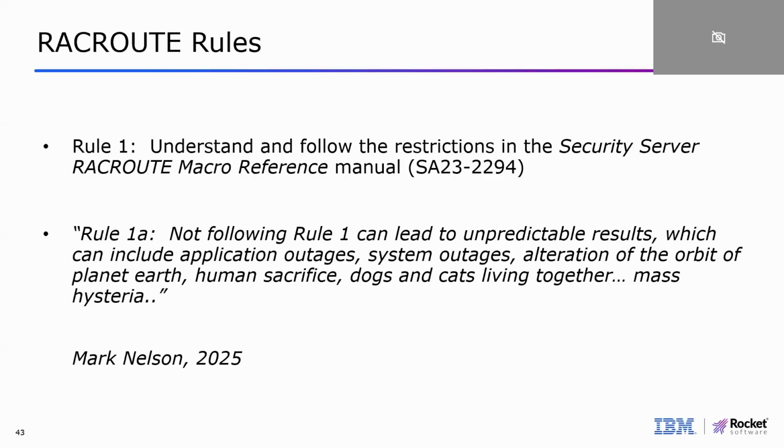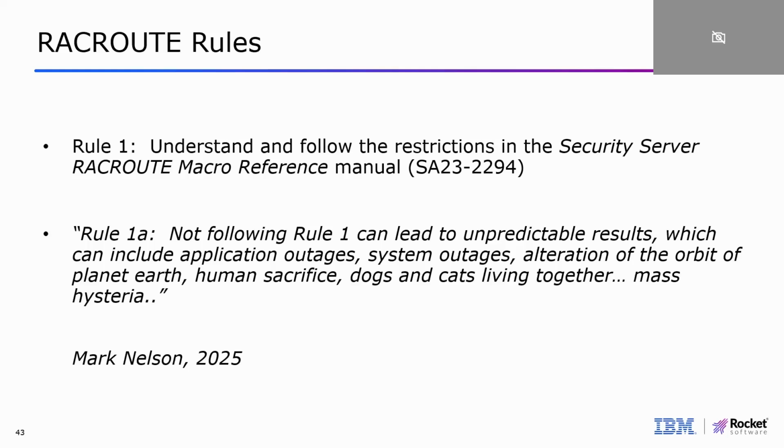Quickly go through common RACROUTE mistakes. RACROUTE rules. Rule 1, understand and follow the restrictions in the manual. Obvious rule here, and this is Mark Nelson's supplementary rule. Not following rule 1 can lead to unpredictable results, which can include application outages, system outages, alteration of the orbit of planet Earth, human sacrifice, dogs and cats living together, and mass hysteria.